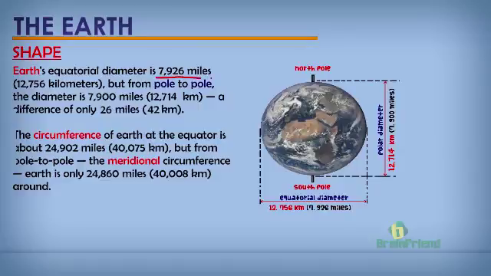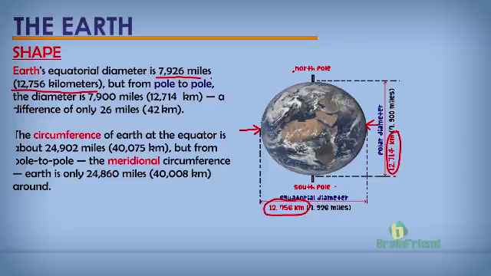The Earth's equatorial diameter is 7,926 miles. In kilometers, that's 12,756 kilometers. That is the measurement from one end of our equator to the other. The equator is the bulging part of our Earth, like we just saw earlier. That measurement gives us 12,756 kilometers.